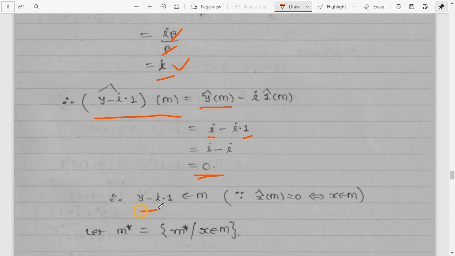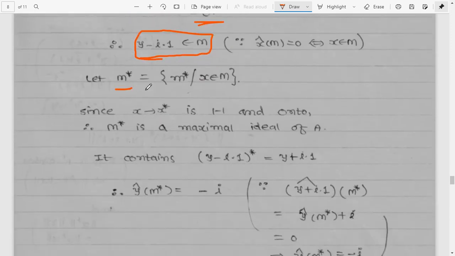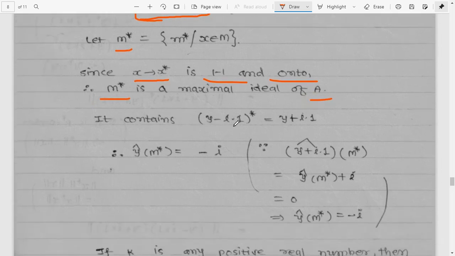So y minus I into 1 belongs to m, because x cap of m is equal to 0 if and only if x belongs to m. Let m star be equal to m star where x belongs to m. Since x to x star is one-one and onto, m star is a maximal ideal of A. So it contains y minus I into 1 star, which is equal to y plus iota into 1. So y cap of m star is equal to minus I, because the reason is here.